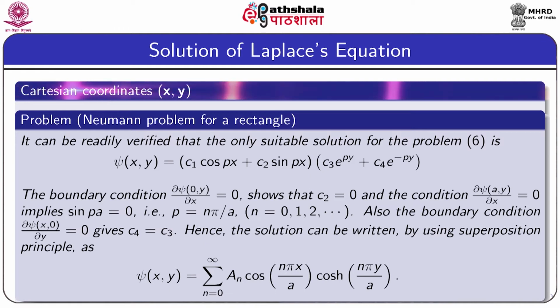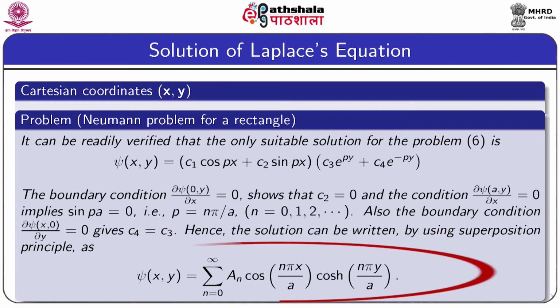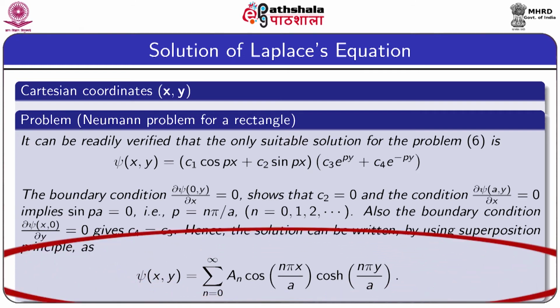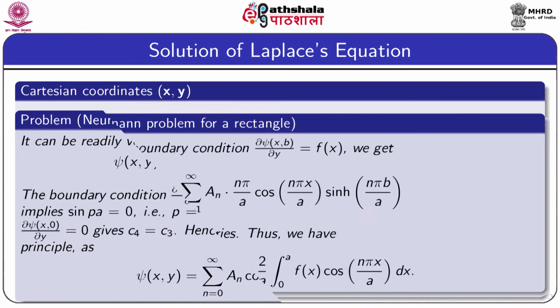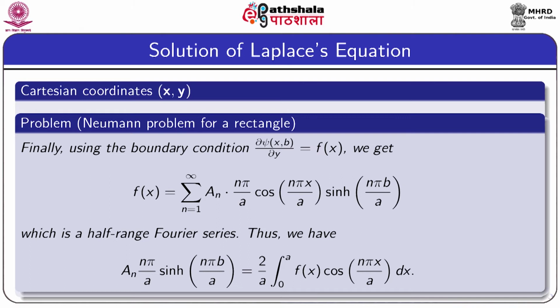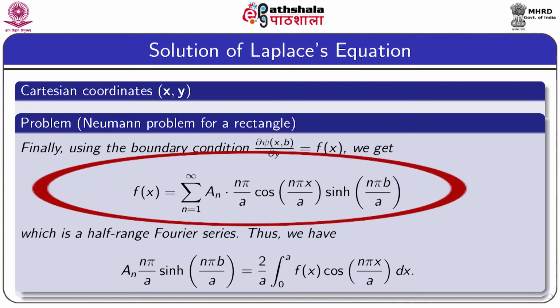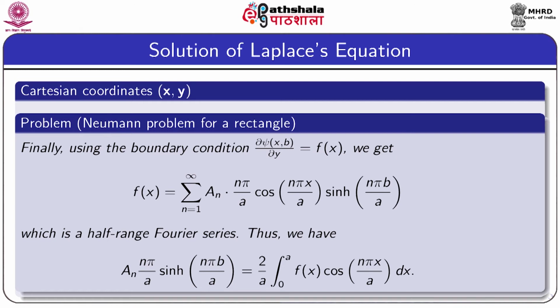And if we use the boundary condition del psi by del y at (x, 0) equals 0, this gives C4 equals C3. Hence, the solution satisfying the above boundary conditions can be written as psi equals sum over n of A_n cos(n pi x by a) cosh(n pi y by a). Now, the only boundary condition we need to apply is del psi by del y at (x, b) equals f(x). So, satisfying this condition, we get f(x) equals sum over n of A_n n pi by a cos(n pi x by a) sinh(n pi b by a), and this is nothing but a Fourier cosine series.